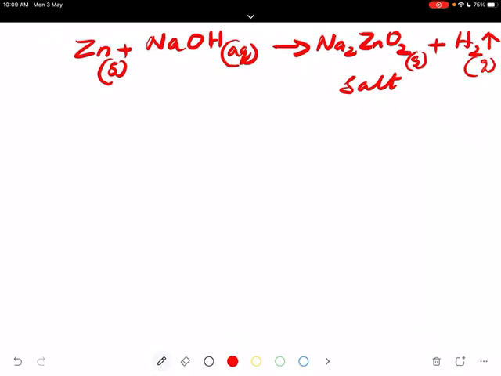So in the case of base also you see the production of hydrogen gas. However, such reactions are not possible with all metals. Only with few metals you will be getting this reaction, that is base plus metal. Metal plus acid gives salt and hydrogen. Metal plus base also gives salt and hydrogen.